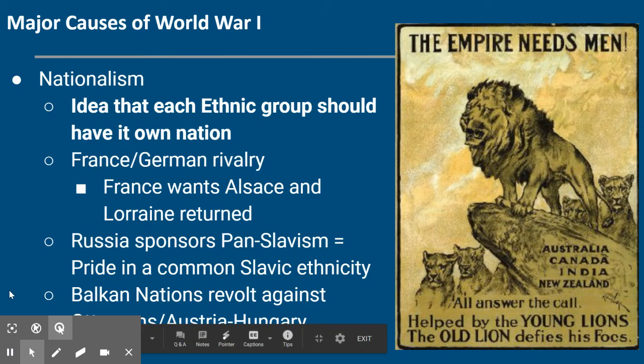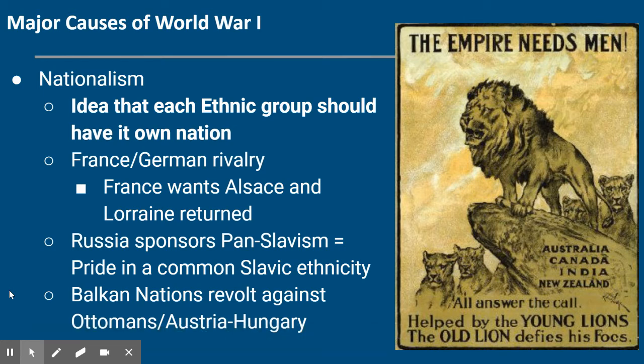The final piece, and probably the most important, is the N, which is nationalism. Europe began to have this idea that each ethnic group should have its own nation, the idea of the nation state that we went over earlier in this unit. And that causes a lot of issues because a lot of different ethnic groups ruled over other ethnic groups. So there were different revolts in a lot of those multi-ethnic empires.